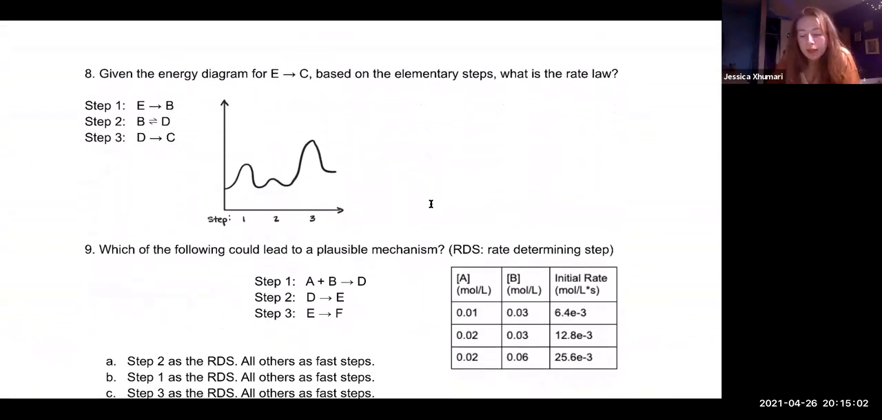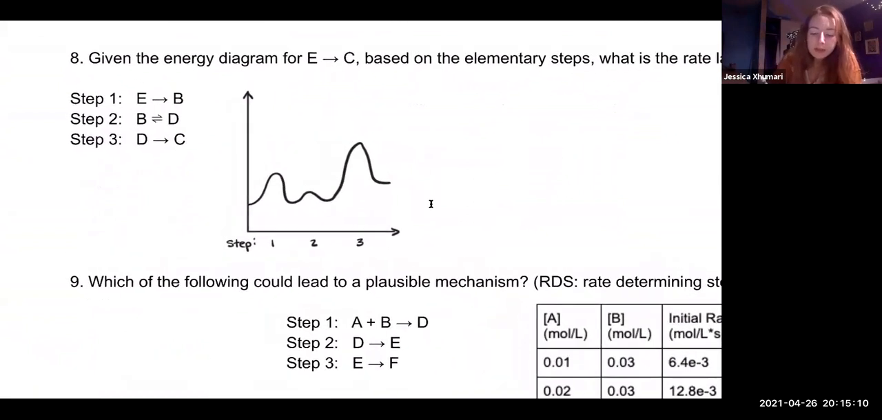Okay, so for number 8, we have a graph this time, and we have to determine the rate law with these steps. So we notice that step 3 is the RDS, the rate determining step, the slow step. But by the way, anything that's not a slow step is automatically fast.